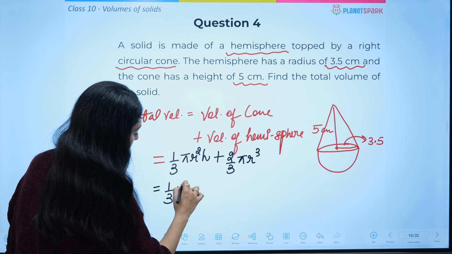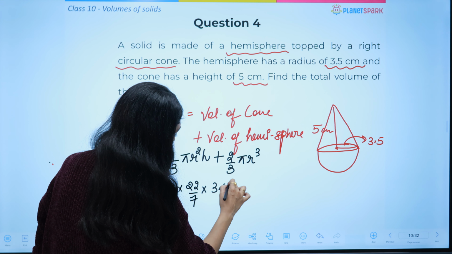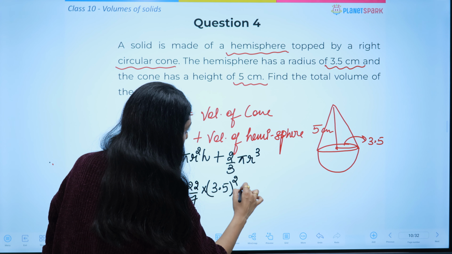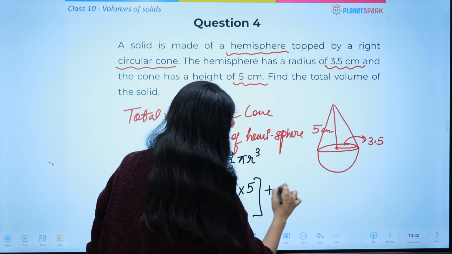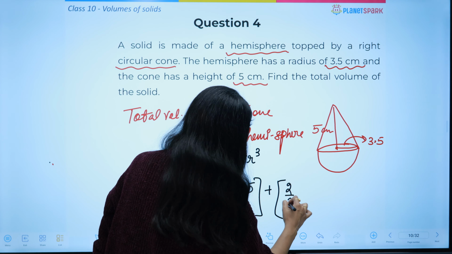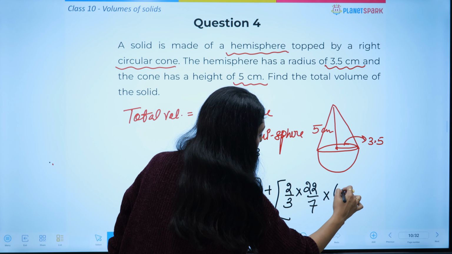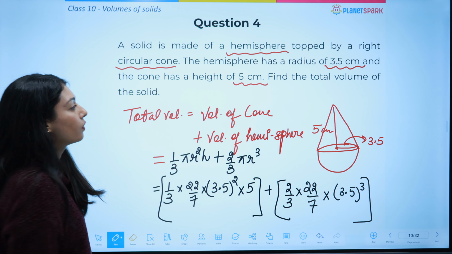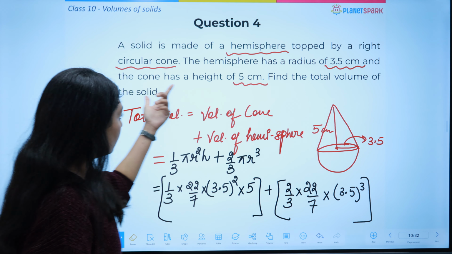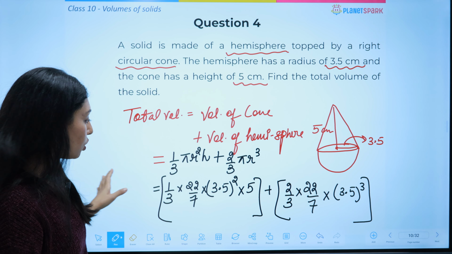1 by 3 into 22 by 7. Radius is same for both. 3.5 whole square into the height, that is 5. Plus volume of hemisphere, 2 by 3 into 22 by 7 into 3.5 cube. Right. Do we need the volume in liters? Not specified, so directly we can leave the answer in centimeter cubes there.